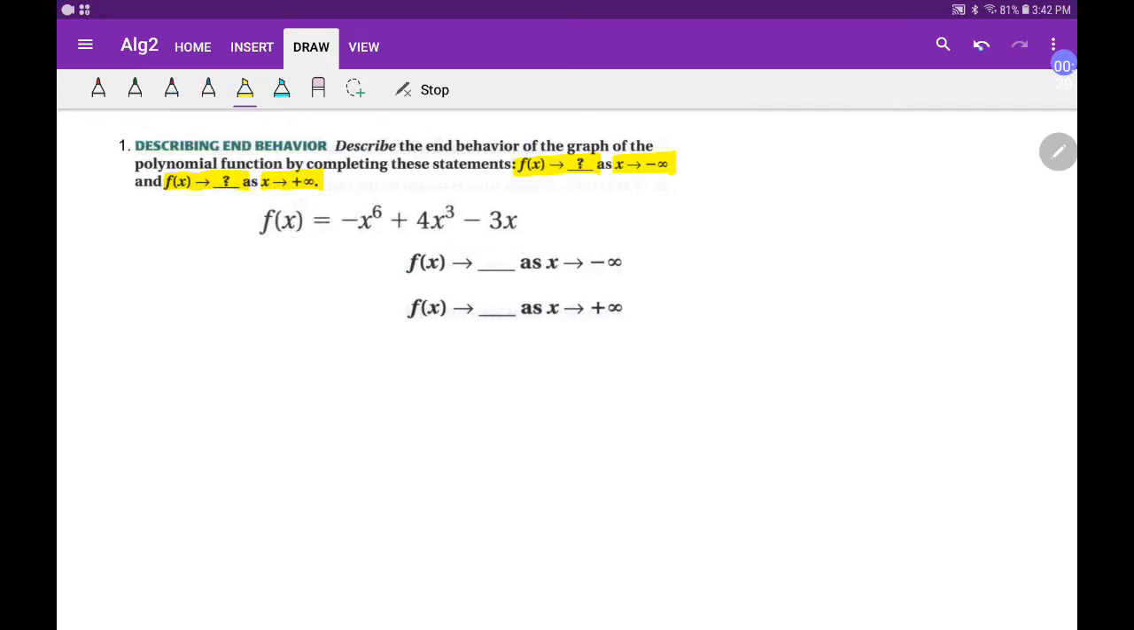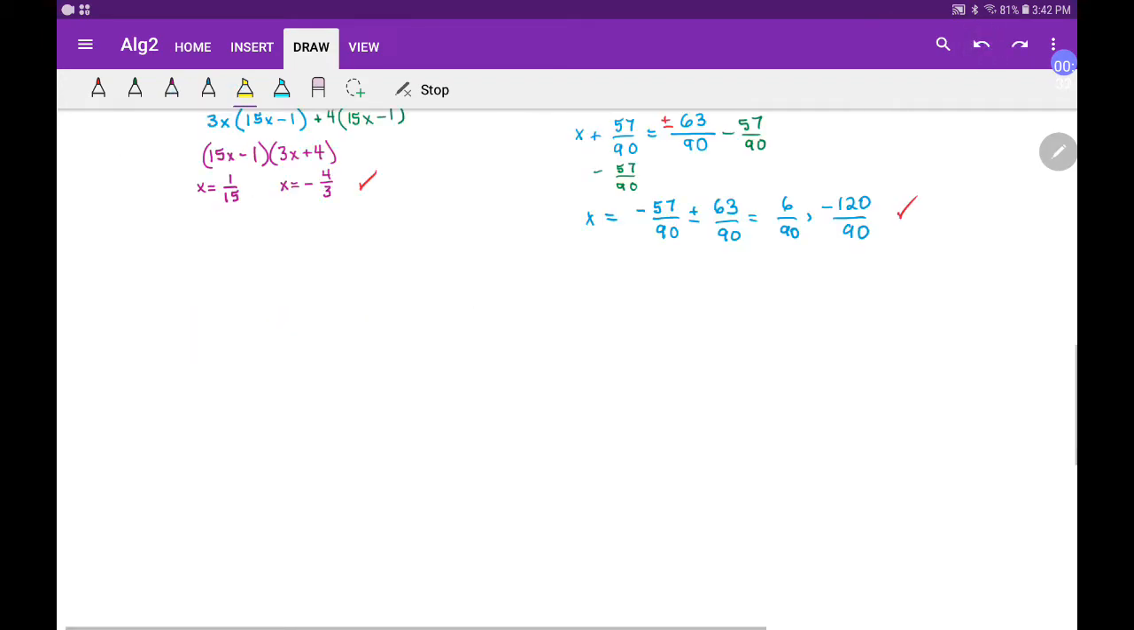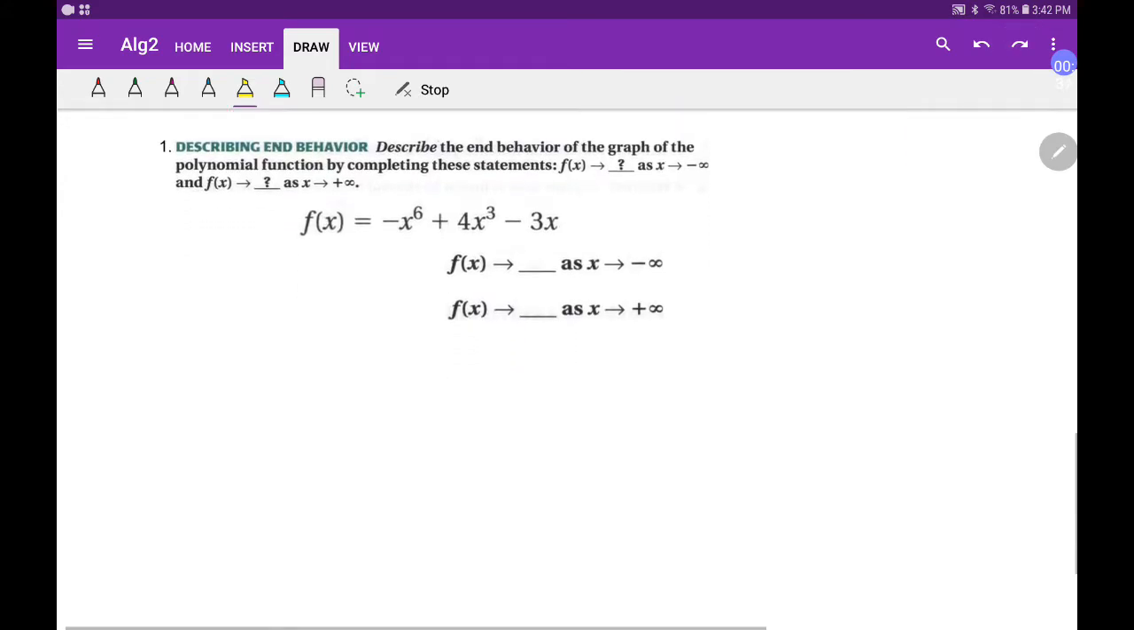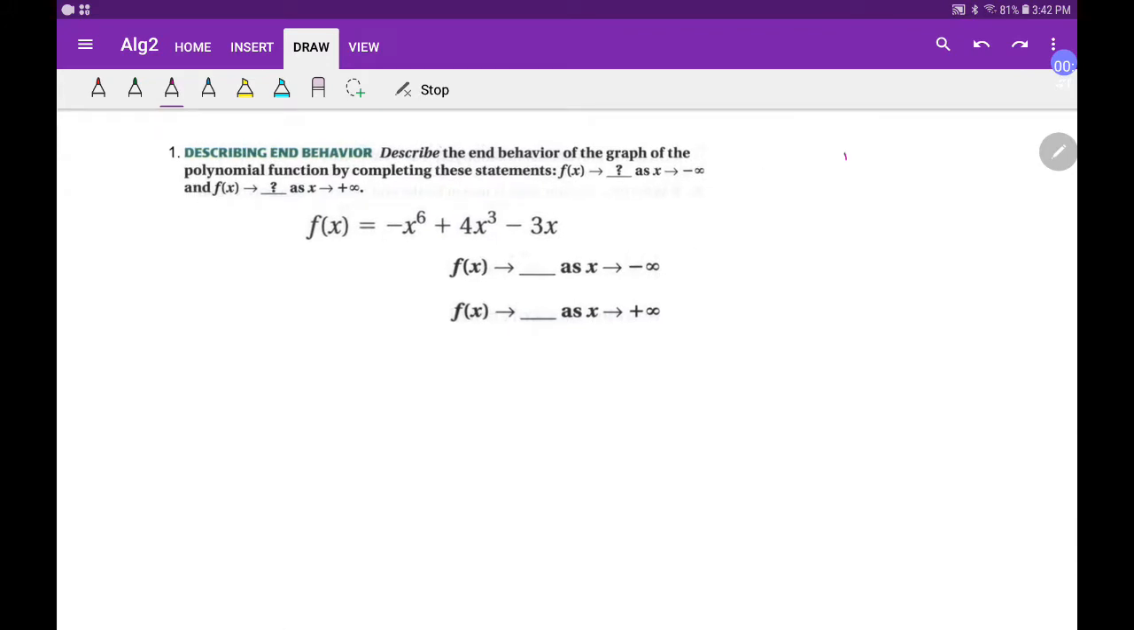Okay? So we will say, okay. As we're thinking about a graph, this is the direction in which x approaches infinity, and this is the direction in which x approaches negative infinity. Okay, so this is where it's coming from, and this is where it's going to.